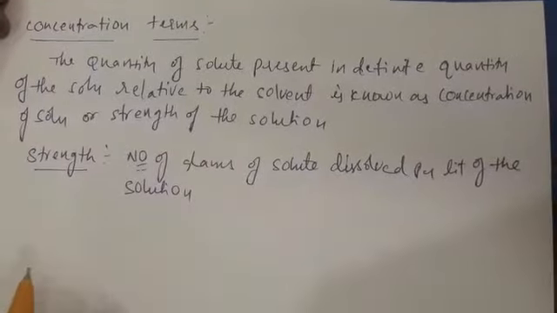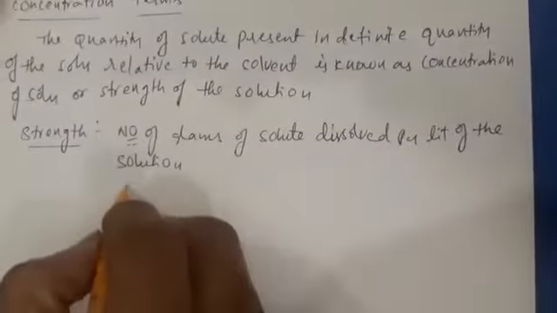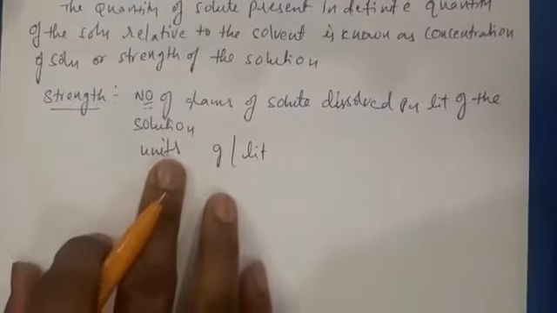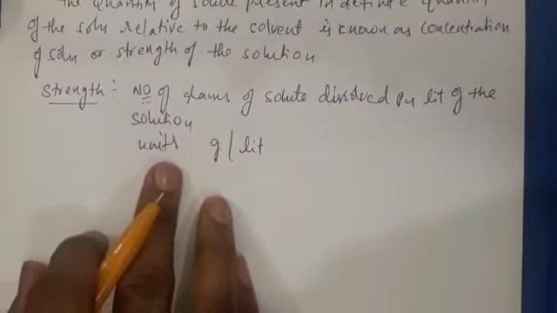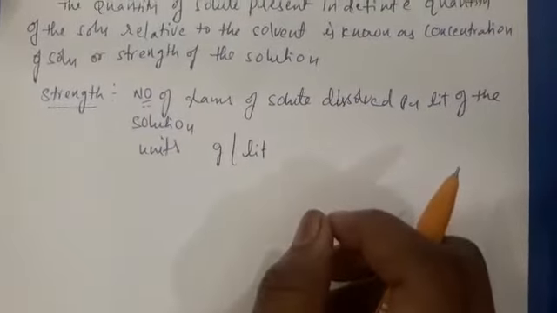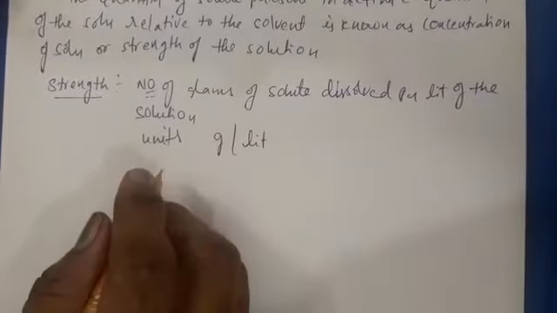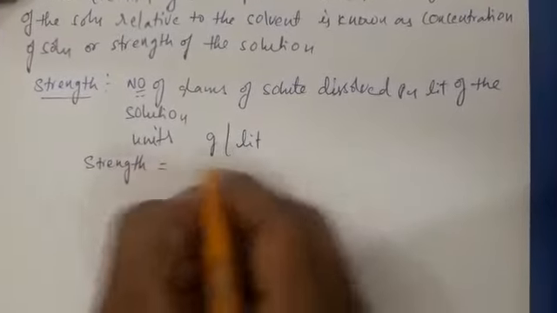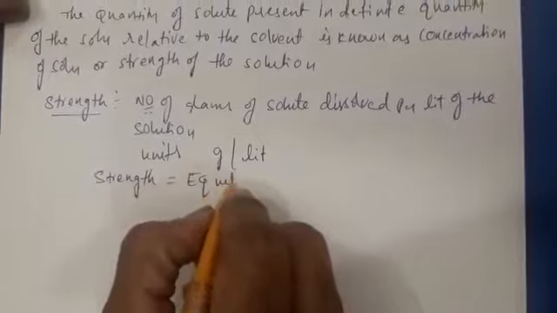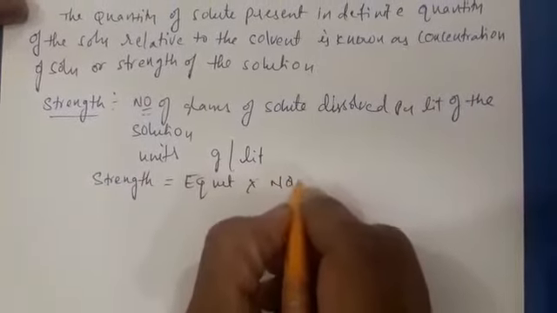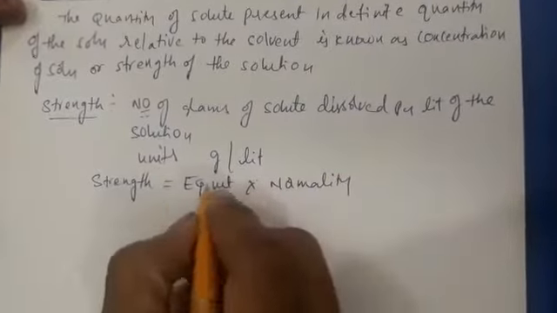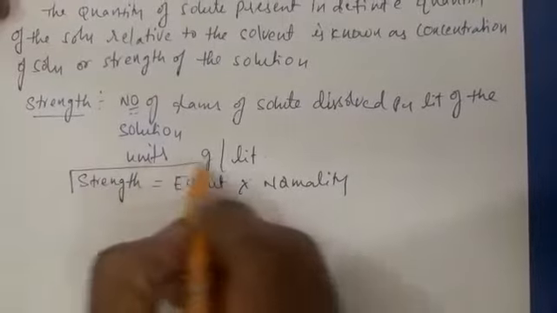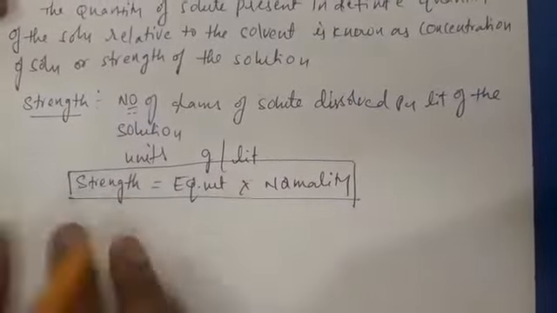So, units of strength. That is expressed in grams per liter. Then we can calculate strength by using equivalent weight and also normality. Strength is equal to equivalent weight into normality. All these are important formulas. Strength is equal to equivalent weight into normality.